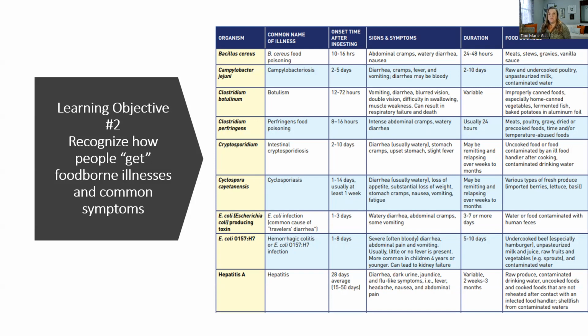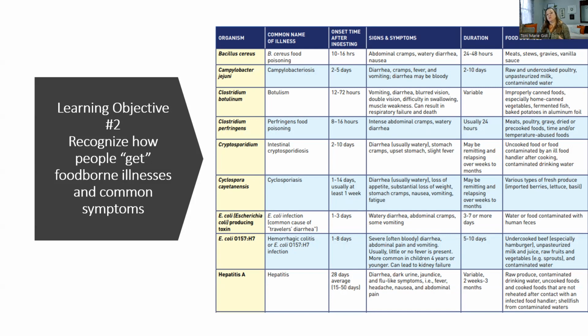So hepatitis, we've got 28 days on average before you start seeing major signs and symptoms. And those signs and symptoms can be very different. Some have abdominal cramps, others diarrhea alone. With other individuals, it can be dark urine and jaundice or flu-like symptoms.